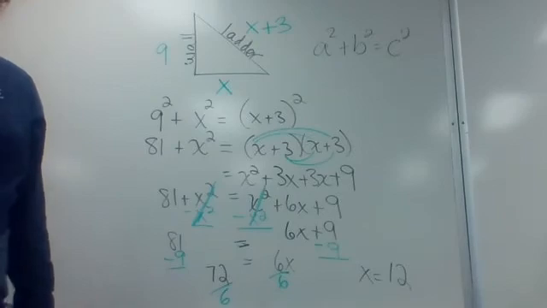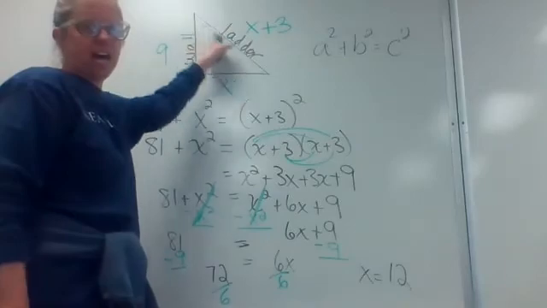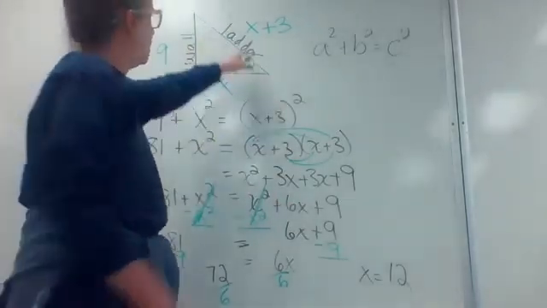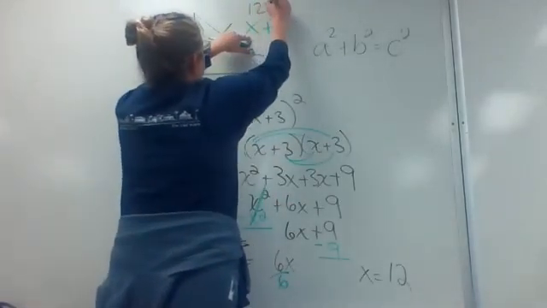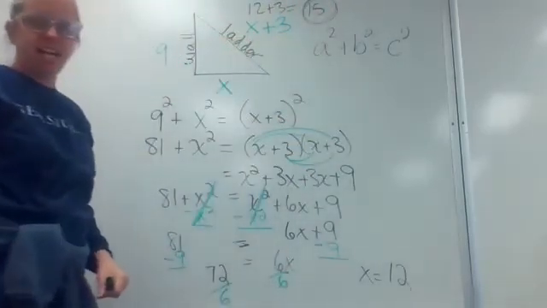But the question is, what is the length of the ladder? This is the ladder side. So I need to add 12, right? So the length of the ladder is 15 feet.